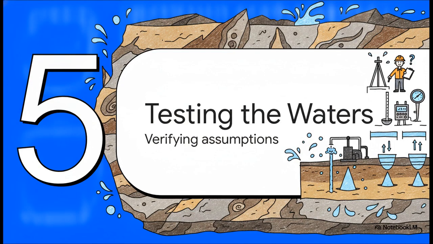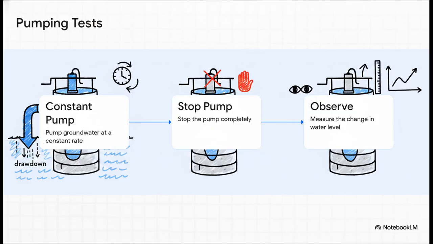Section 5. Testing the waters. Now, of course, the real world is messy, and geology is highly unpredictable. So let's rise back up to the surface and see how professionals verify these perfect world assumptions. They do this by running a pumping test. A crew will pump water out of a well at a strictly constant rate. We're talking often for 24 to 72 hours straight, carefully measuring the drawdown. But the absolute most crucial step happens when they finally stop the pump, and meticulously observe the water level's recovery back to its normal state.